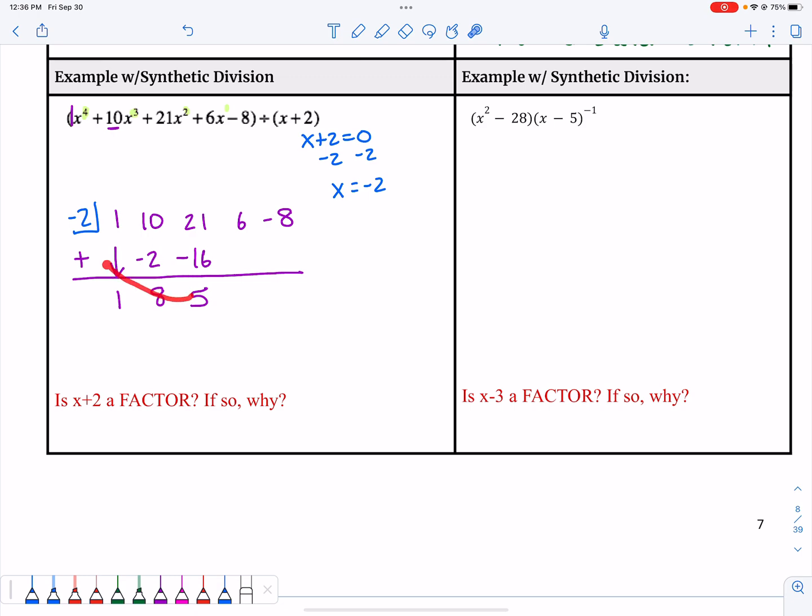Then 5 times -2 is -10. Bring that over underneath the next number and you add those up and get -4. Then -4 times -2 is 8. And you bring that over and add those up and you get 0.